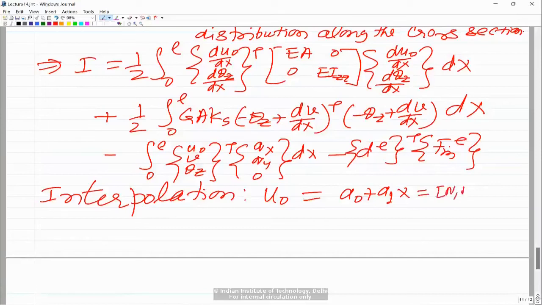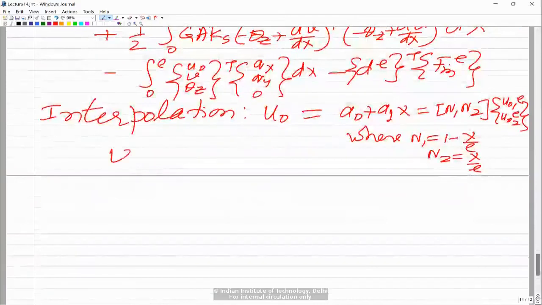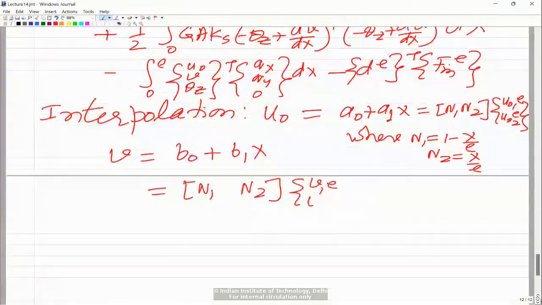So we will have N1, N2, and then on this side u naught 1e and u naught 2e. So this is what you can get here, where N1 is 1 minus x by L. These are the same shape functions we derived earlier, and N2 is x by L. The same thing we will assume for v also. Say another set of constants, b0 plus b1 x, and then we will be writing these in terms of the same shape functions N1, N2 into v1e, v2e. So again, b0 and b1 are written in terms of v1 and v2. The same shape functions N1 and N2 come over here.